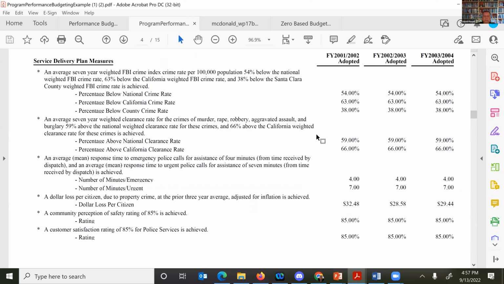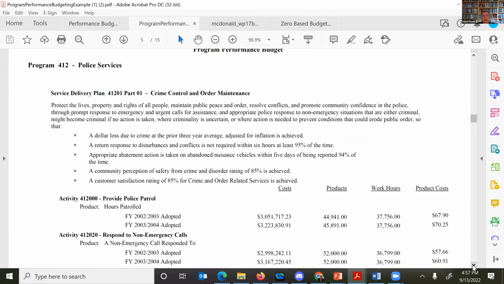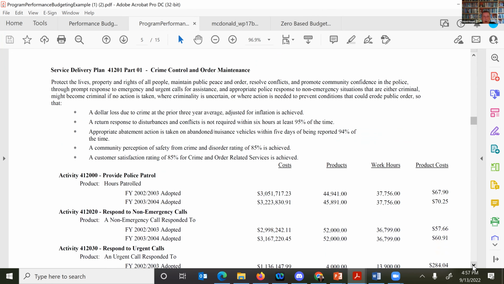Then, scroll it down. Hold on one second. Move this. Then, as you scroll down, you'll see here's another service plan, crime control and order maintenance. And here's what we're trying to do with crime control and order maintenance. Again, still within this program of police services. Here's what we're actually going to be spending our money on.